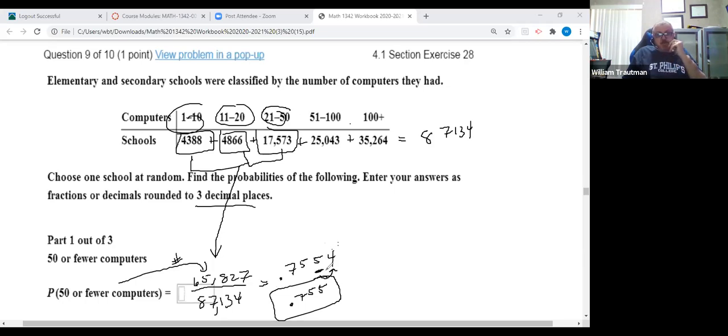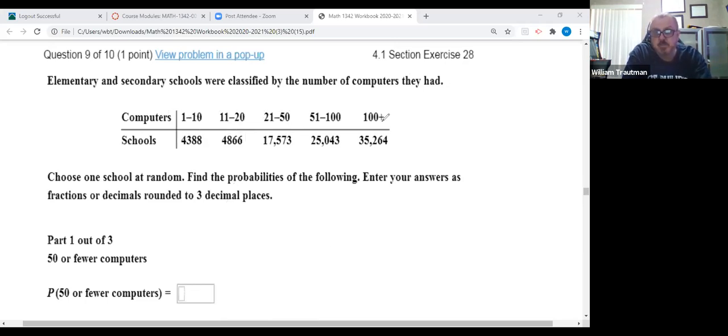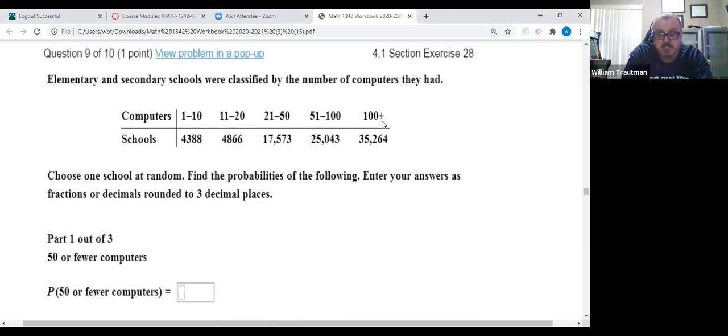Everybody okay with this problem? The total, you have to add up all the frequencies, all those schools up, 87,134. And then the top is desired. Which one had 50 or fewer computers? You had to add those 3 categories up and then put it in your calculator and get the answer. I'm not going to do any more of those. I think that should be fine.